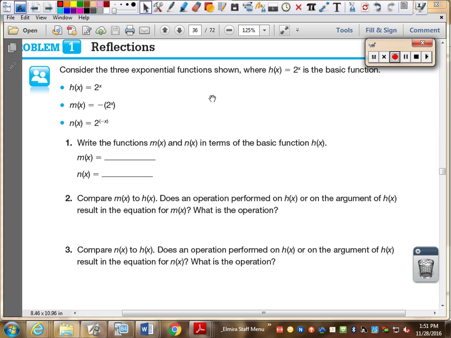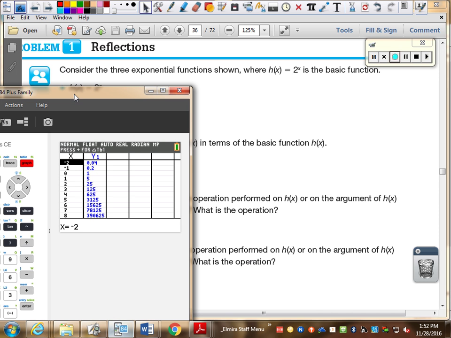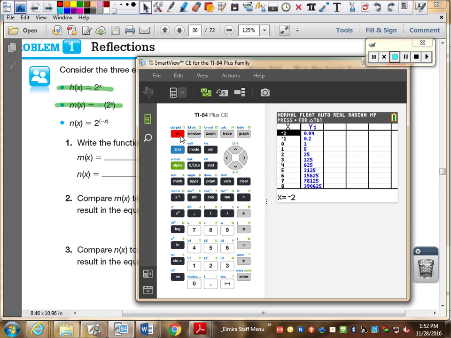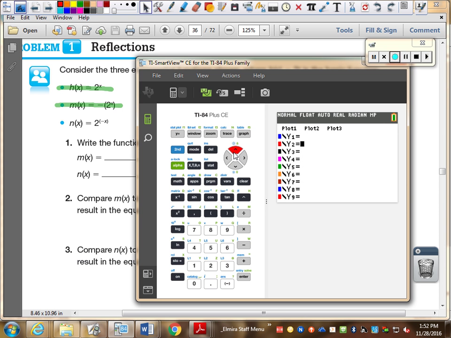This is on page 328 in your textbook. If we go into our calculator and look at these first two functions, clear, okay. So 2 caret x and negative parenthesis 2 to the x. There. Okay. So let's look at what's the difference between these two functions.